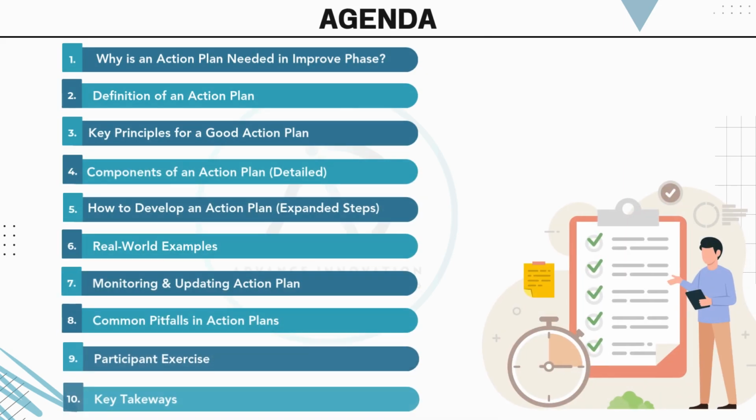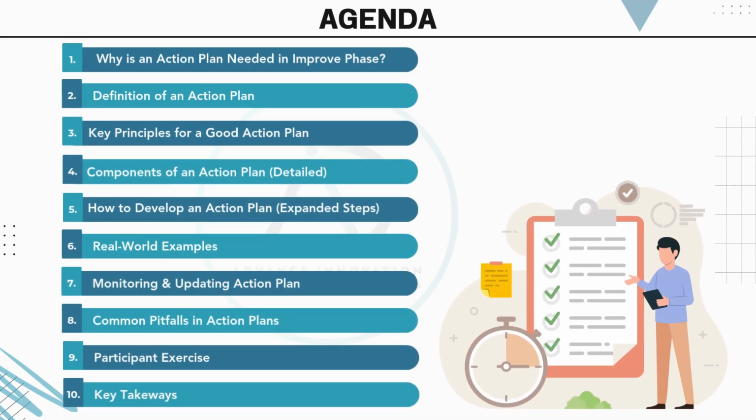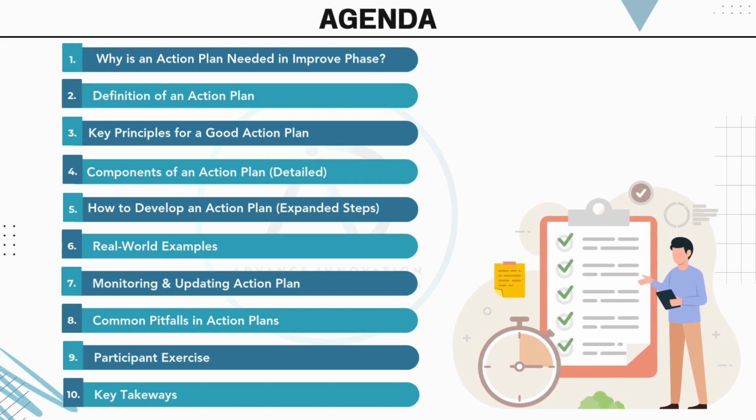This is the agenda for our session on building an action plan in the Improve phase. We'll begin by understanding why an action plan is important, define what it is, and then explore its key principles and components. We'll go through step-by-step development, look at real-world examples, and discuss how to monitor and update plans. We'll also cover common pitfalls, do a quick participant exercise, and wrap up with key takeaways.